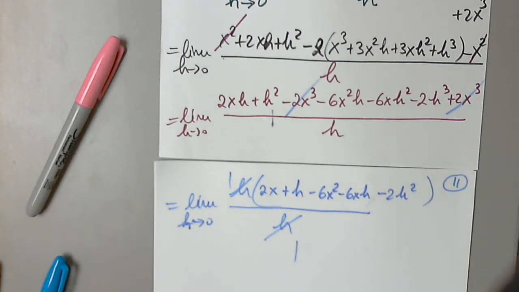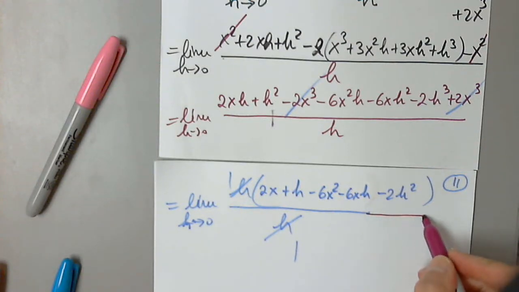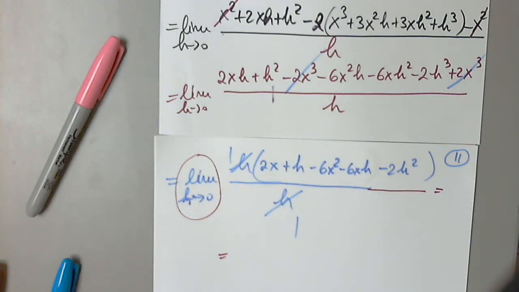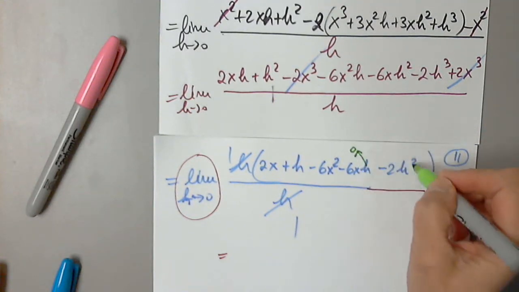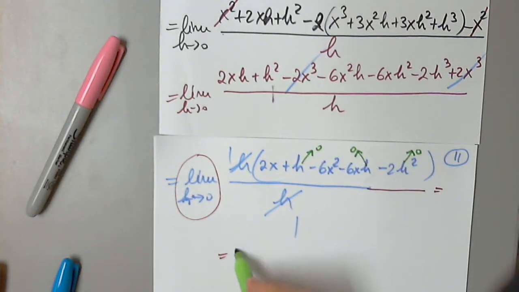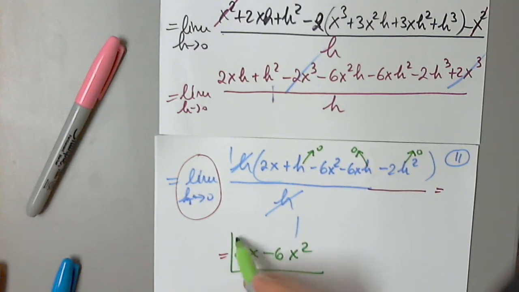Okay, perfect. So these two go away, of course. And now, only now, I can drop the limit operator. And then what do I get? This approaches 0, this approaches 0, this approaches 0. And the answer is? 2x minus 6x squared. This is the derivative of the given function, x squared minus 2x cubed. Any questions? Any questions?